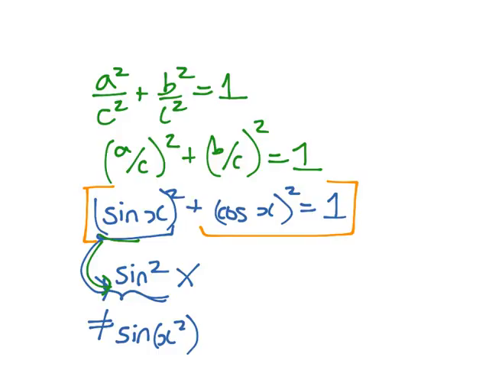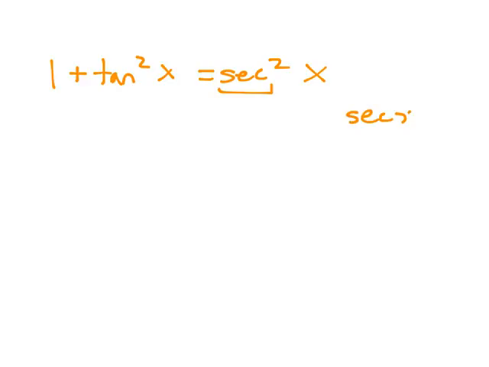Let's look at our second trig identity for this video. 1 plus tan squared x is equal to sec squared x, where this is secant, and secant is equal to 1 over cosine x. Let's see if this makes sense.